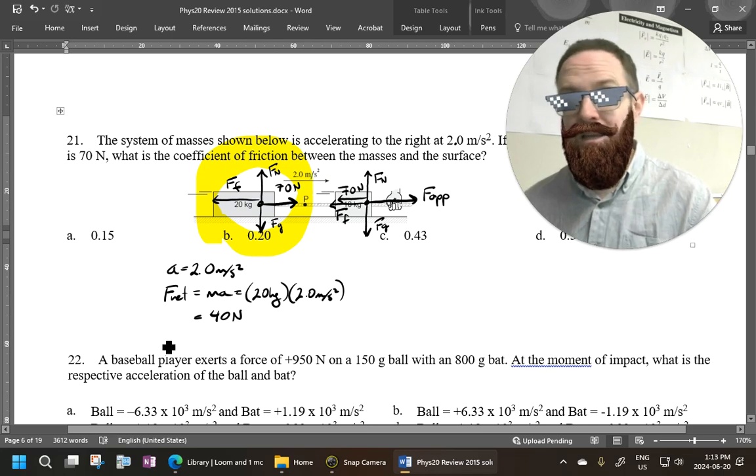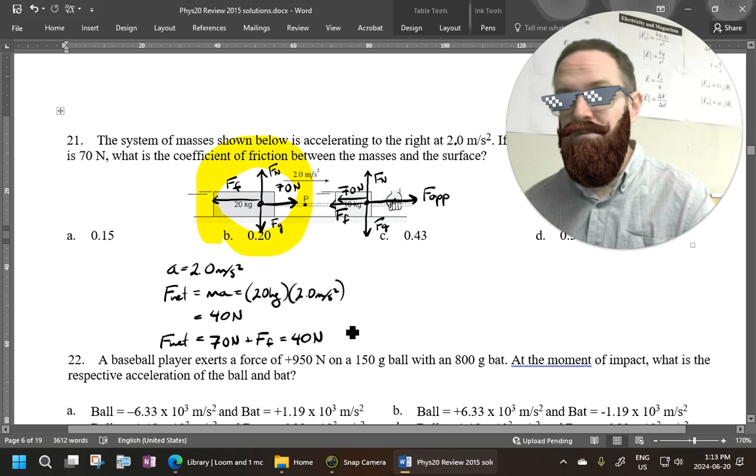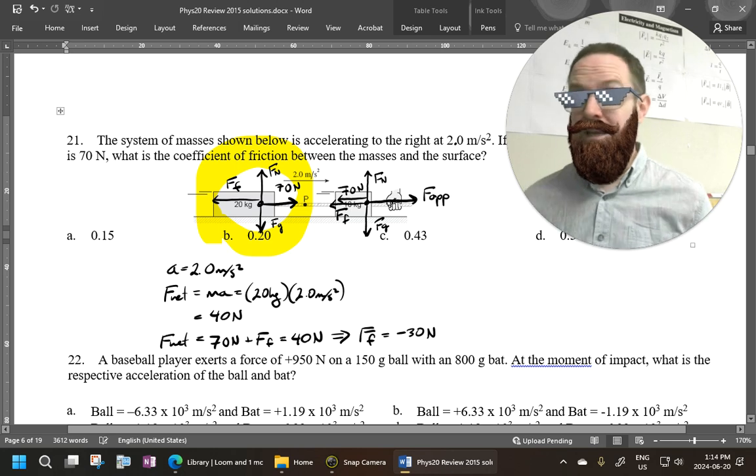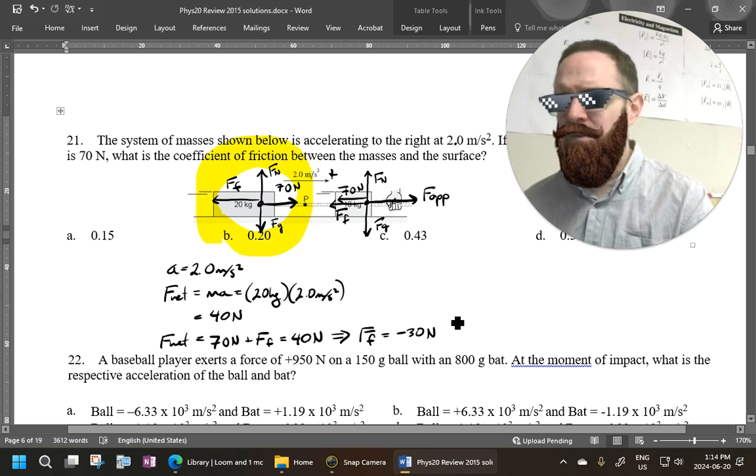Okay. Then remember that F net is also equal to all the forces added together. So we got the 70 newtons, we have the force of friction, we're going to add them together. That's going to end up being 40. So if I rearrange this equation for force of friction, I just subtract the 70 and get negative 30 newtons. Again, the negative is just telling us that it's going backwards, right? So if we said forwards is positive, this is going to be backwards. Okay, so now we know the force of friction.